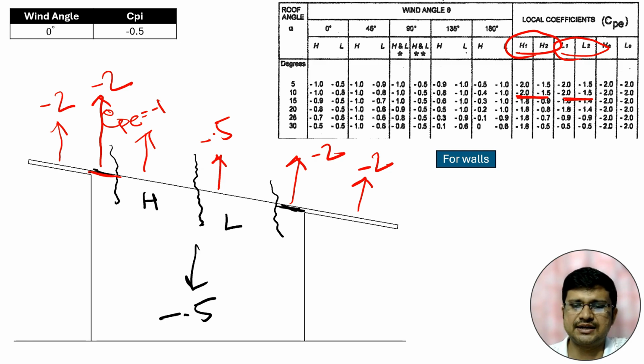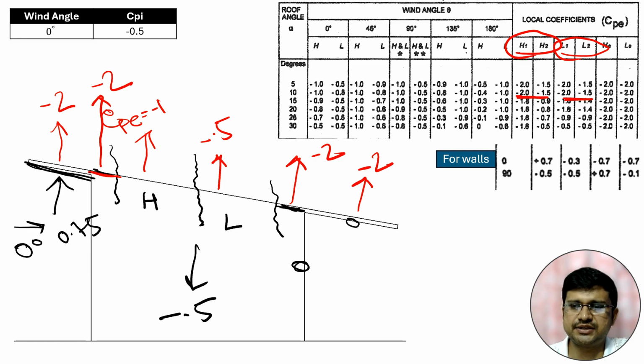And if we consider this overhanging portion, it is on the windward side because wind is coming from 0 degree. So if we are considering the windward side, then it will be plus 0.75. And here we have to consider the Cpe of this portion. From this table it is -0.3. So here also it will be -0.3. So this is the value.